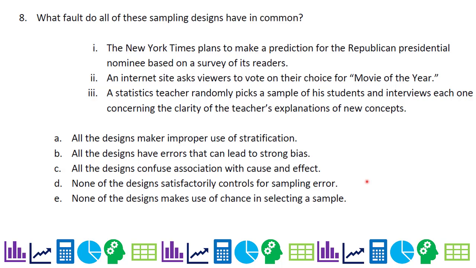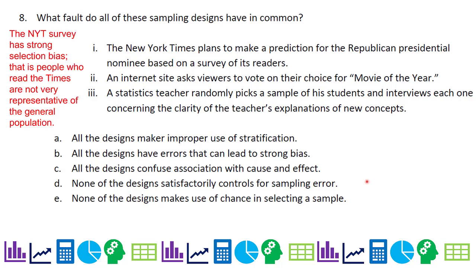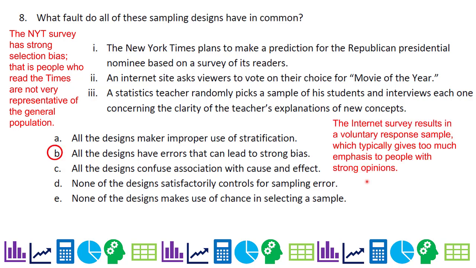What fault do all of these sampling designs have in common? First one, the New York Times plans to make a prediction for the Republican presidential nominee based on a survey of its readers. So I can tell you I read the New York Times, and yes, it has a strong selection bias. This is people who read the Times. It is not very representative of the general population. Then we have, I'm going to show the answer accidentally, it's B. Let's go ahead and go to number 2.